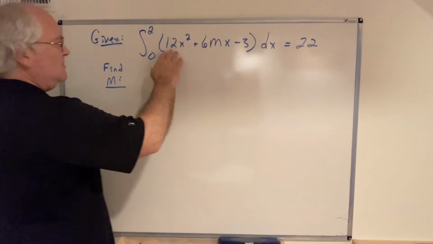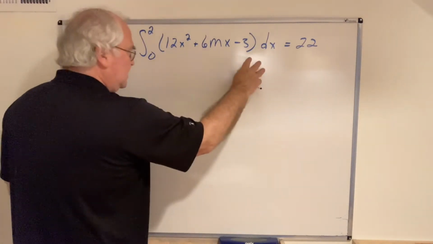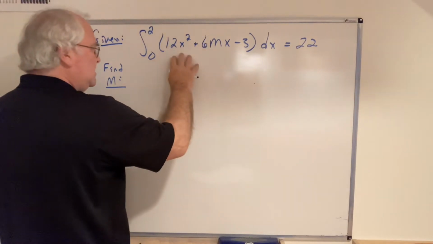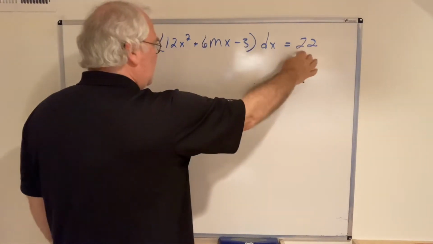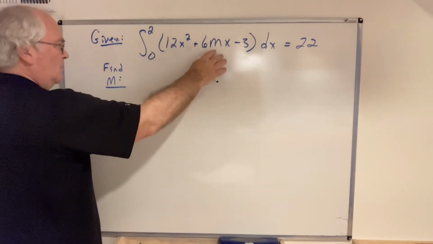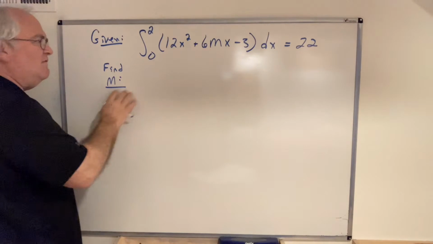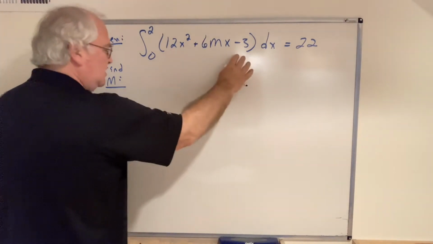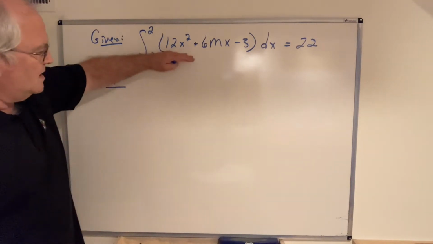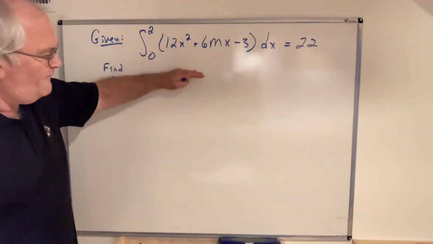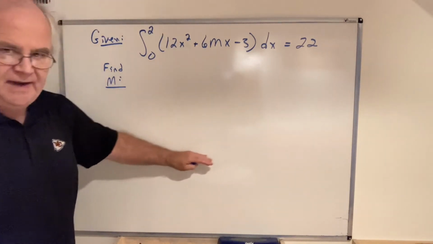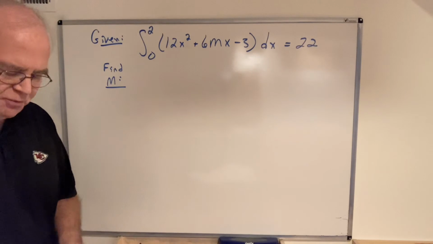And so the idea is this. This is an expression in x, but it also has a variable m. And this definite integral is given to be equal to, in this case, 22. Our task then is to find the value of m, which we could substitute into here to make this a true statement. We're going to do the calculus, and then when we're finished with the calculus, we're going to end up with an ordinary garden variety equation that we solve using our basic algebra skills.